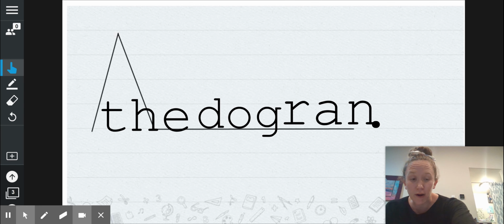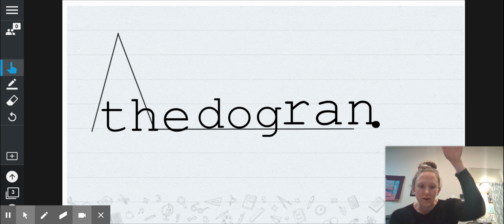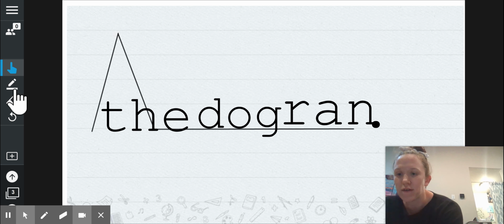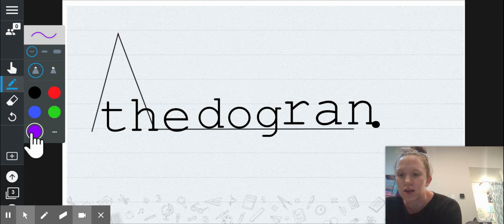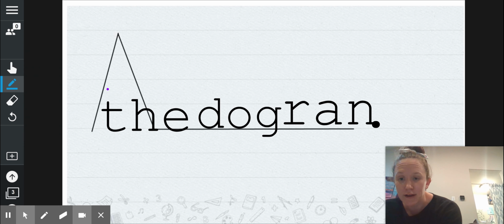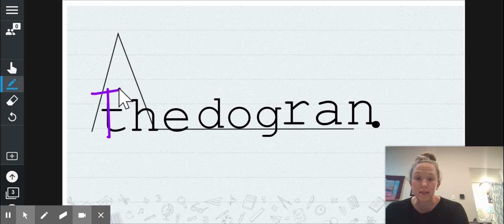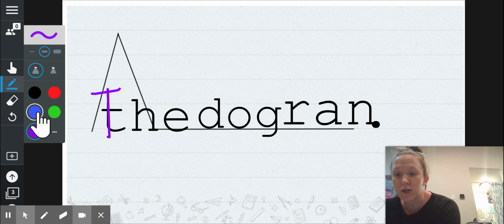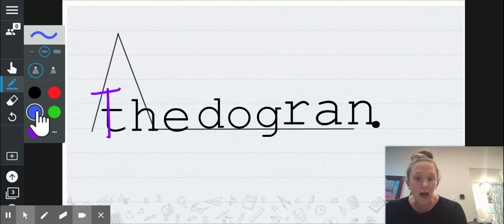One really important thing is that I don't have a capital letter to start the beginning of my sentence. So I'm going to look at that and I'm going to do it in purple today. So I'm going to make sure that this is my capital letter. So I'm going to turn my lowercase t into a capital. Then I'm going to, using my blue pen, underline the subject.